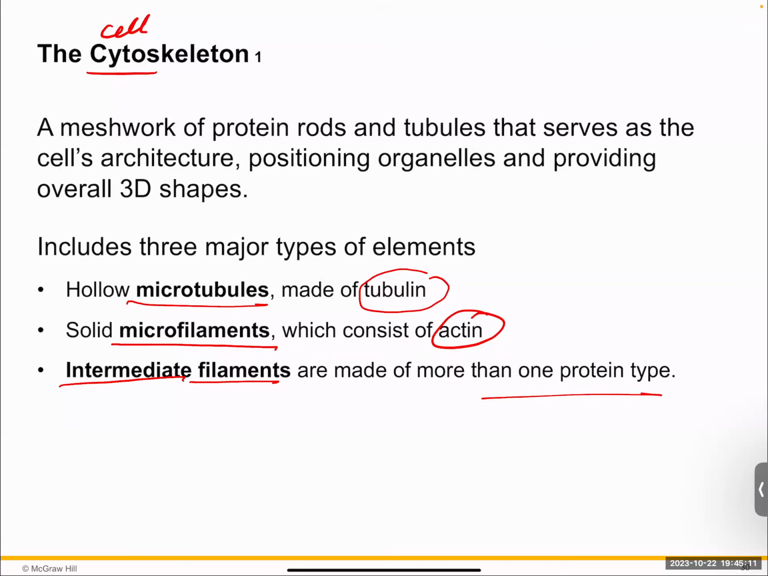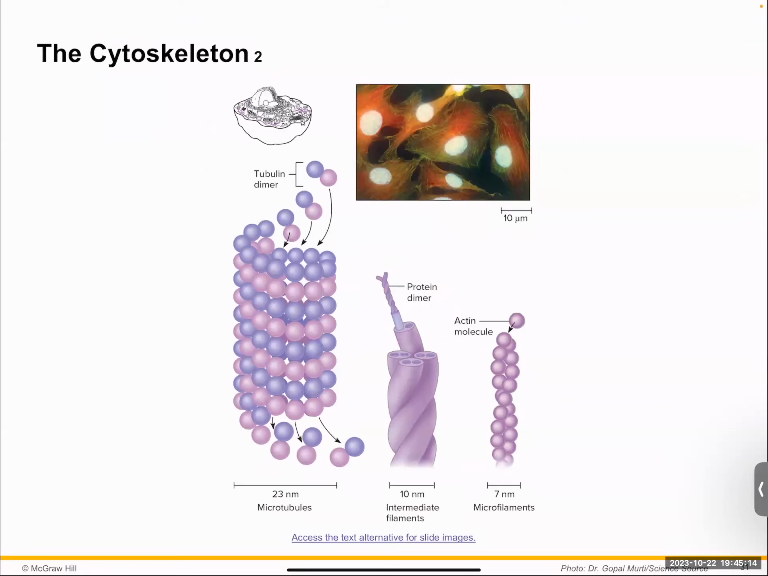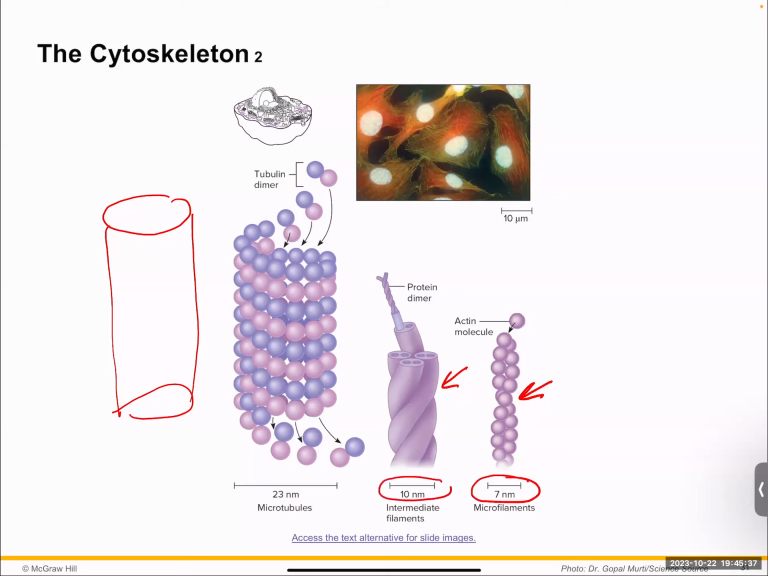To help you visualize the three types, microfilament is relatively small. Intermediate filament gets a little bit bigger, and then here are your microtubules, which look like a cylinder with proteins forming the surrounding wall of the cylinder. Here's the size: 7 nanometers versus 10 versus 23. So a significant increase in size.